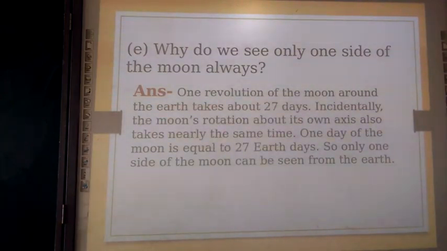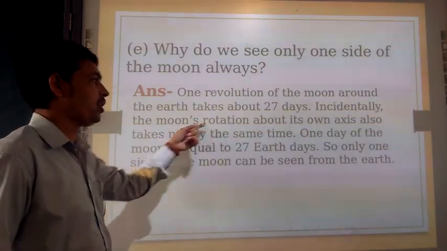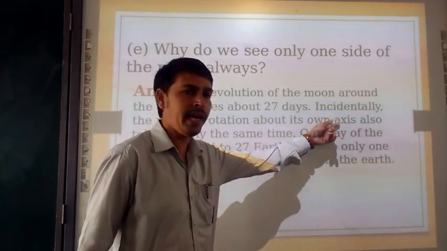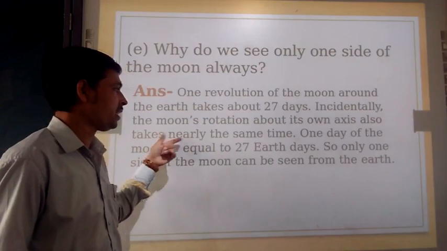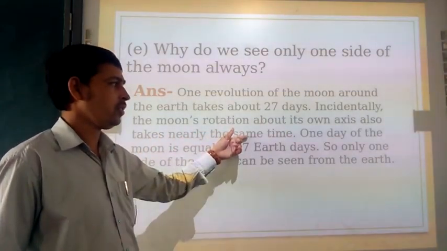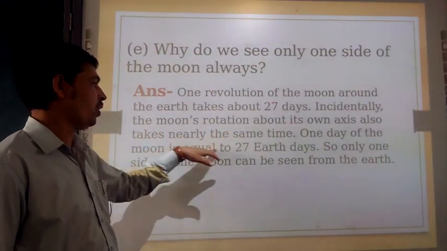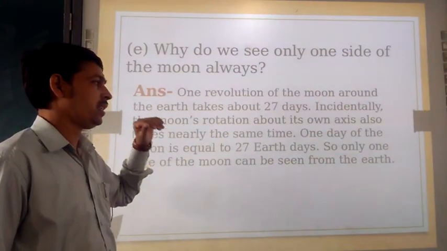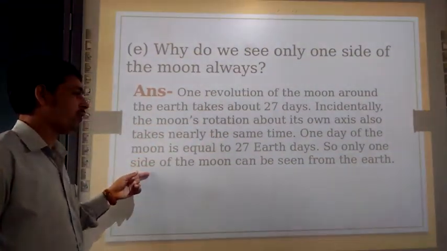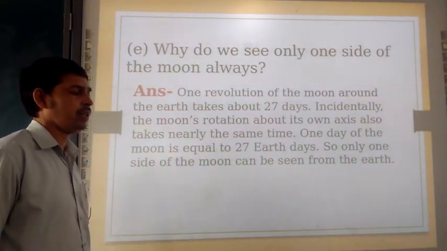One revolution of the moon around the Earth takes 27 days. Incidentally, the moon's rotation about its own axis also takes the same time. One day on the moon is equal to 27 Earth days. So only one side of the moon can be seen from the Earth.